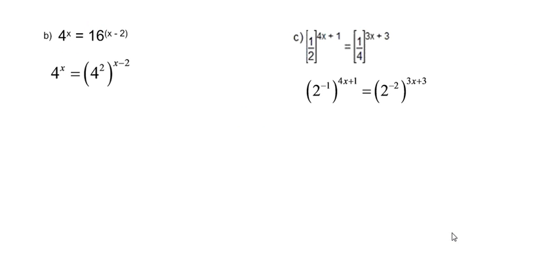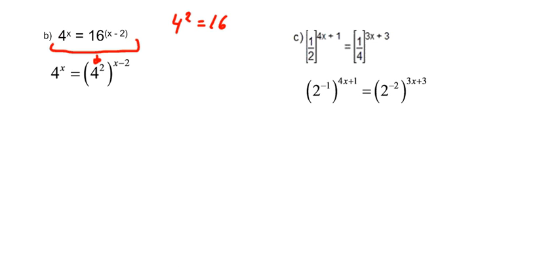Okay, now these two questions here. Solve for x given the following. That equation has two different bases. On one side the base is 4, and on the other side, the base is 16. Preferably, and most of the time, you will be able to express one base in terms of the other. So 4 squared is equal to 16. So this is why you see this expression 4 squared in brackets to exponent x minus 2.